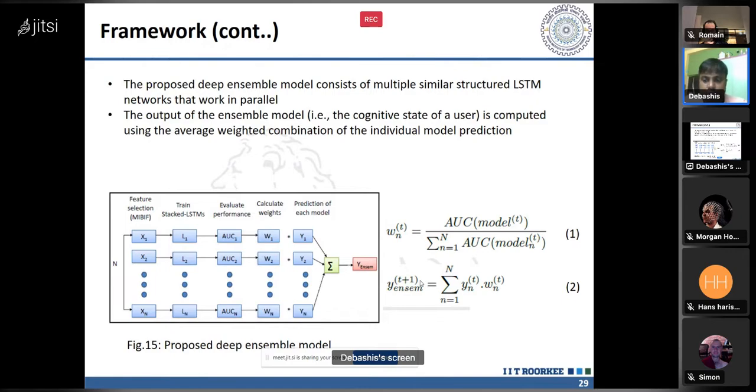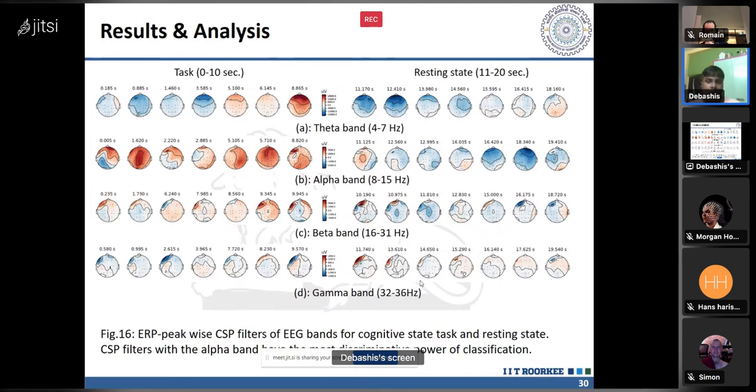Based on the average of the models' AUCs, you can see equation number one. This is the average weight. From that weight, we identify Y ensemble, the prediction of the ensemble for the T plus one state, which is the summation of Yn of t times Wn of t. Like this, you can identify the prediction of the deep models. And these are the FBCSP results, showing how every band's results come out.